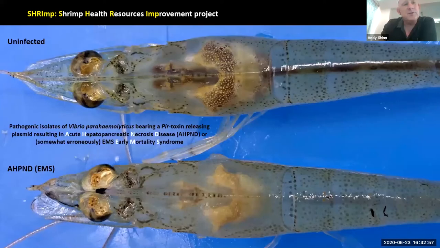Just to show you this quite clearly, first of all I'm going to focus on AHPND. This is a disease caused by Vibrio parahaemolyticus, but pathogenic isolates which have a plasmid which codes for a PirA toxin releasing gene. And what happens is that shrimp get infected very, very quickly. You can see the hepatopancreas here in the middle has changed from a dark color to a light color. We get mortalities occurring very, very quickly.